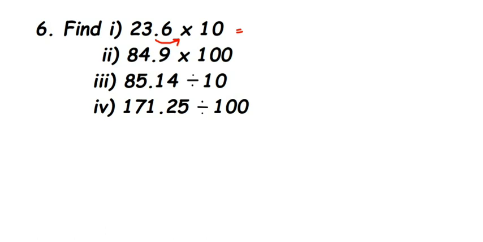In 10, only 1 zero is present, which means the decimal point will move one place to the right side, which means after 6, we'll get the decimal. So it will be 236.0. That's it. Now same rule for 100 also.